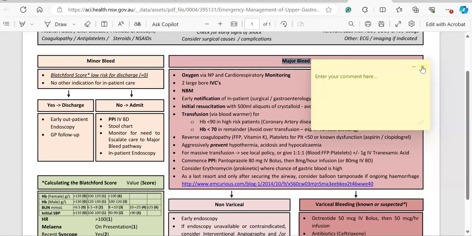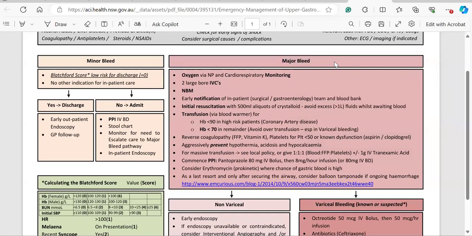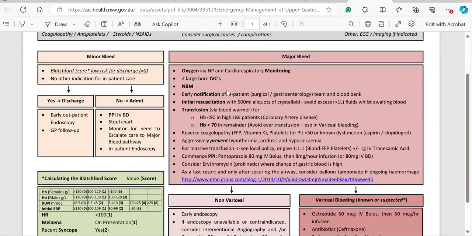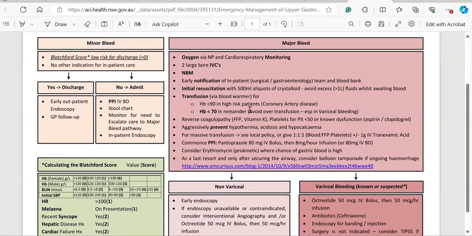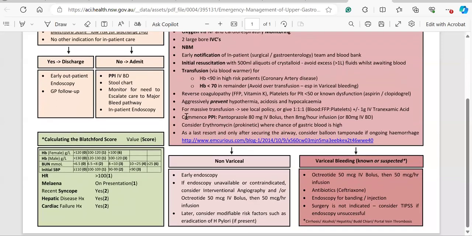Let's say the patient is having a major bleeding. Major bleeding means persistent bleeding and the patient is going into shock. So that means you stabilize the patient with IV fluid. Initial resuscitation is the same as what we have talked about. And then you start the patient on IV pantoprazole. Then you look at whether it is a non-variceal or variceal bleeding. Variceal bleeding, you will already know because the patient will be a known CLD patient.